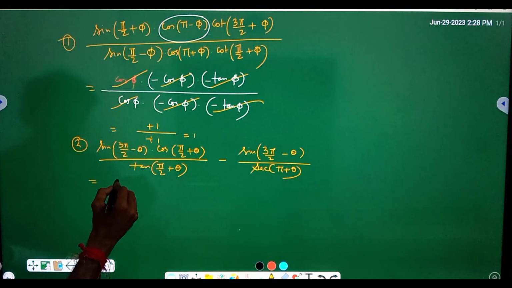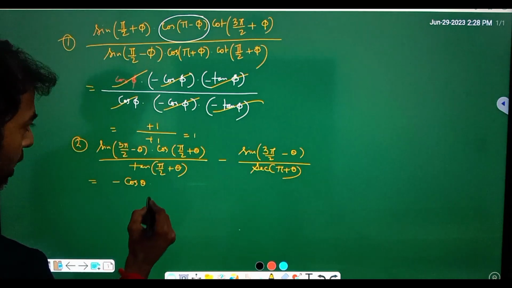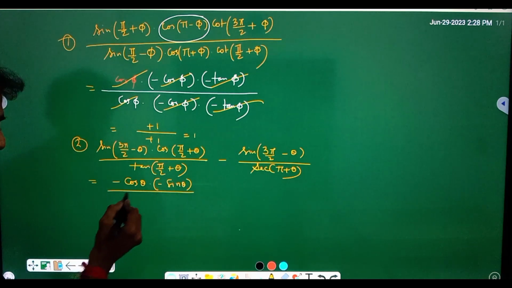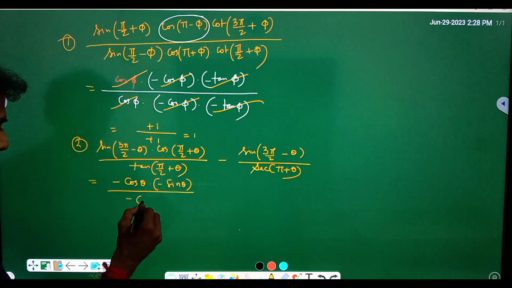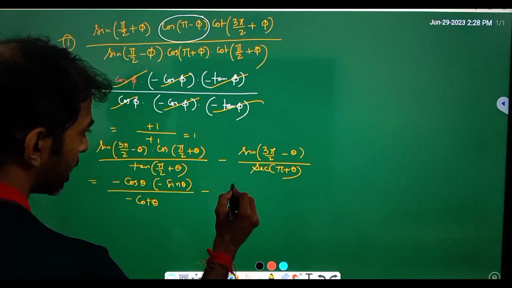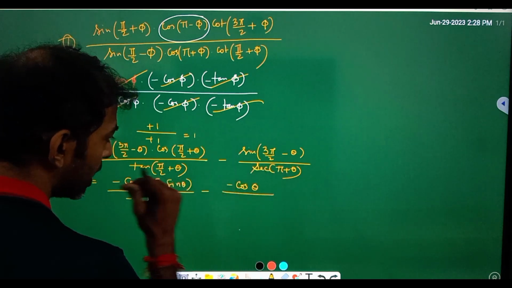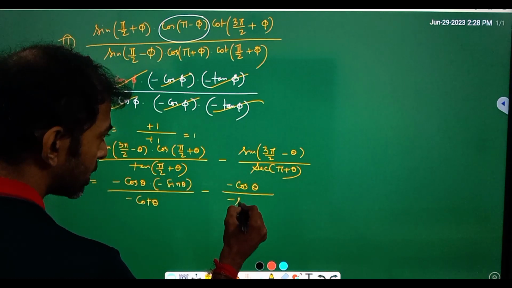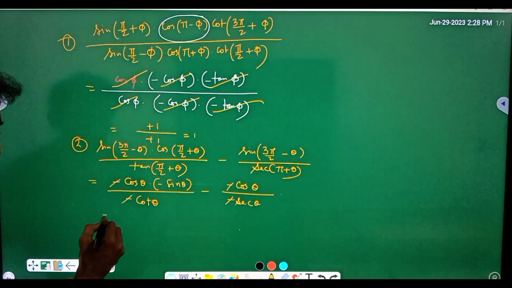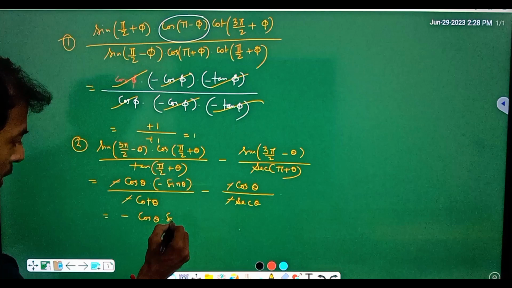Sine 3 pi by 2 minus theta, that's going to be minus of cos theta. Cos pi by 2 plus theta, that's going to be minus of sine theta. We all know the reason behind it. Tan pi by 2 plus theta is going to be minus of cot theta, minus sine 3 pi by 2 minus theta is going to be minus of cos theta, and sec pi plus theta is going to be minus of sec theta. Minus cancels each other, minus cancels each other. So that is actually minus of cos theta into sine theta.